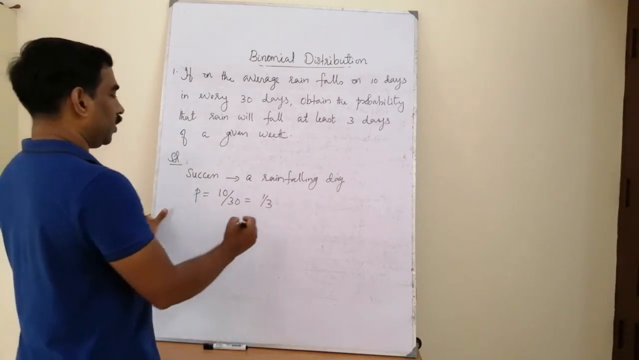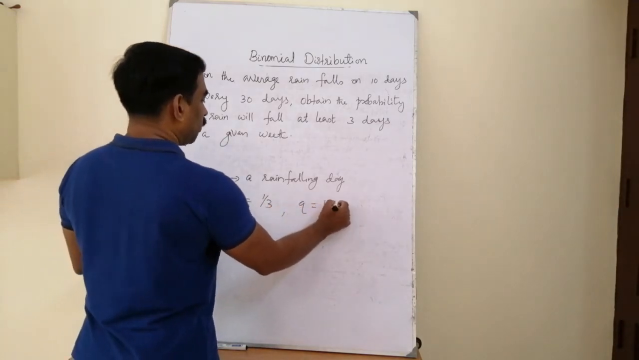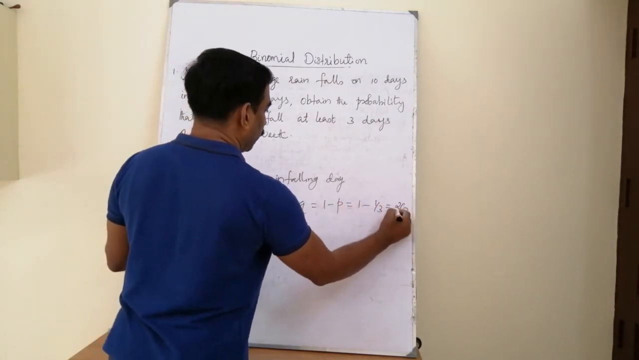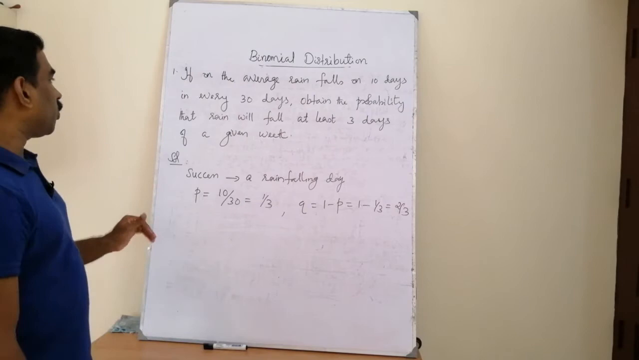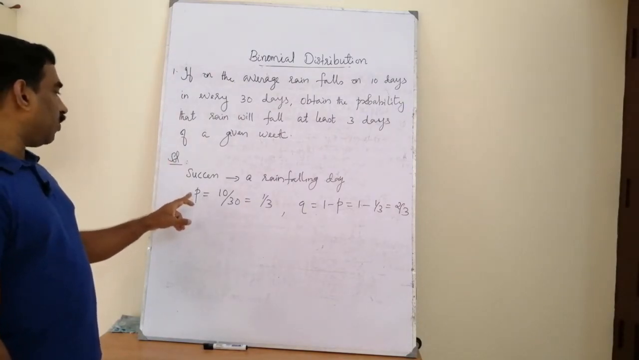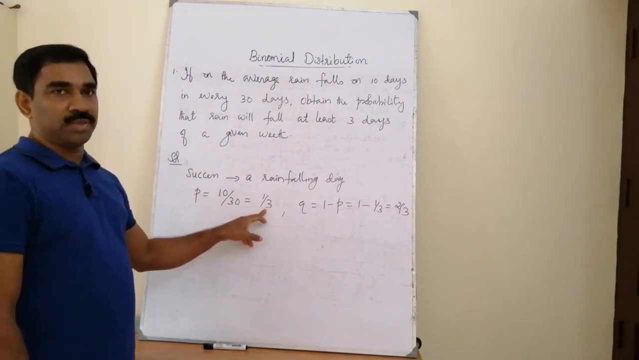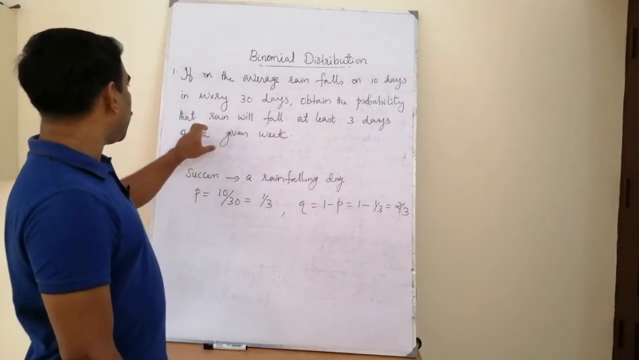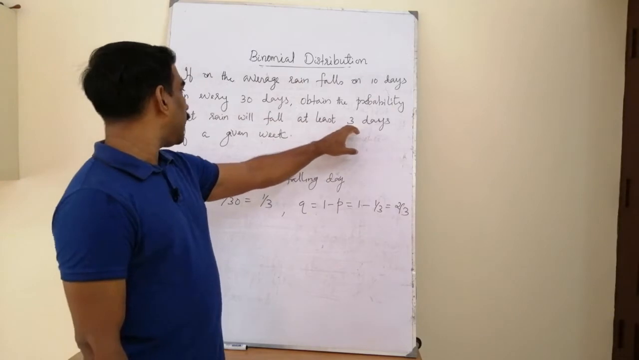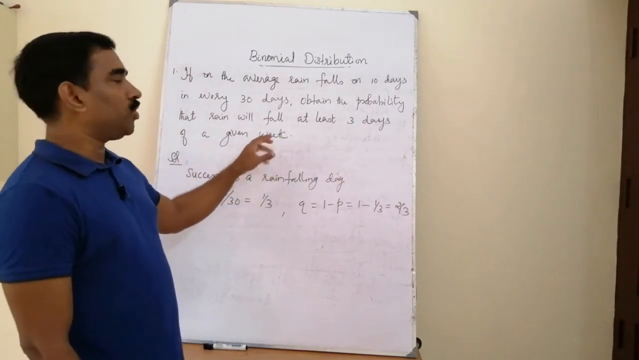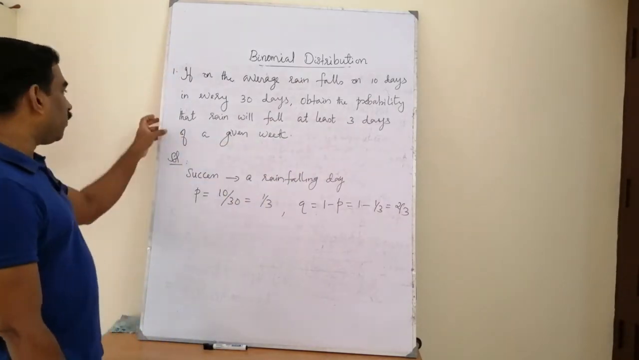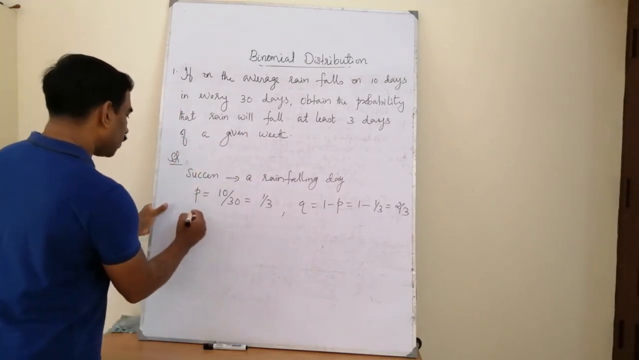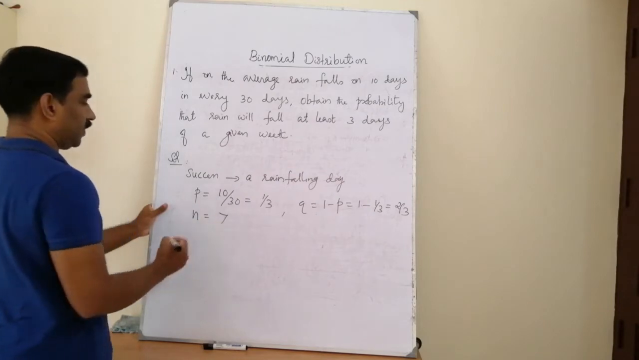So the probability of failure, that is Q, is equal to 1 minus P, that is 1 minus 1 by 3, which is equal to 2 by 3. So for solving this problem using binomial distribution, we have the value of one parameter, P is equal to 1 by 3. And what is the next parameter? See the question: obtain the probability that rain will fall at least 3 days of a given week. That means we are counting the number of rain falling days in a week of 7 days. So we can take n is equal to 7.